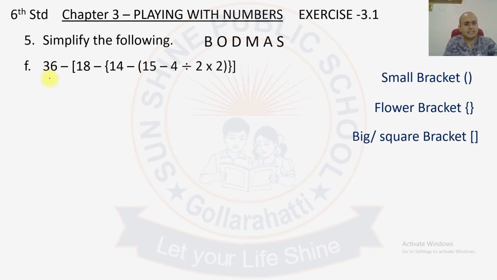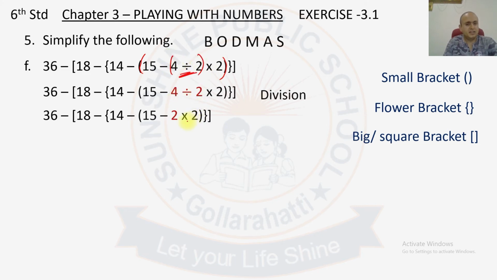Let us solve 36 minus [18 minus {14 minus (15 minus 4 divided by 2 into 2)}]. First, let's go to the small bracket. Inside the small bracket you have subtraction, division and multiplication. According to BODMAS rules, you have to divide first. 4 divided by 2 is 2.